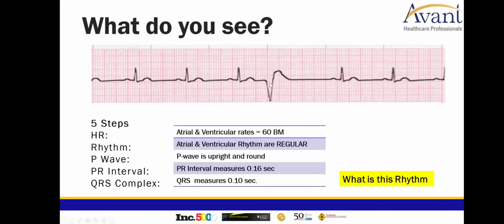It is wide and bizarre looking. Where is this impulse coming from? You guessed it, it's coming from the ventricle. Remember, if it's wide, it's coming from below the ventricle. So this is an escape beat that escaped from the ventricle. We call this a premature ventricular contraction, or PVC. Premature because you notice it does come in early and then the heart resets itself back into the normal rhythm. And so we have PVCs.